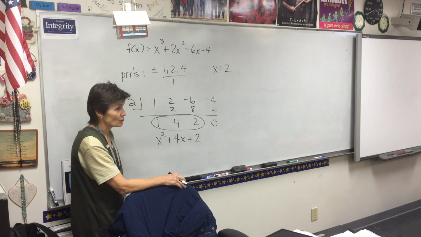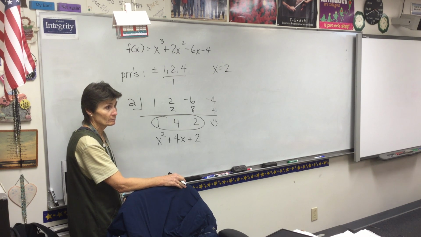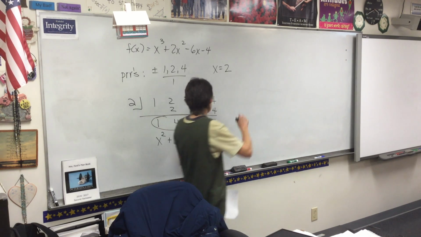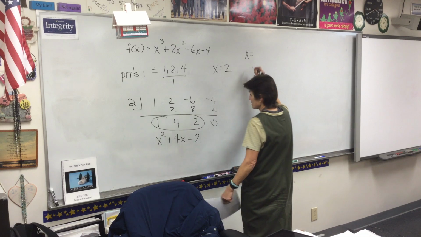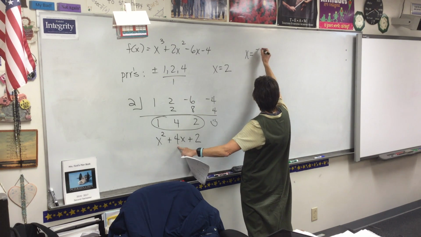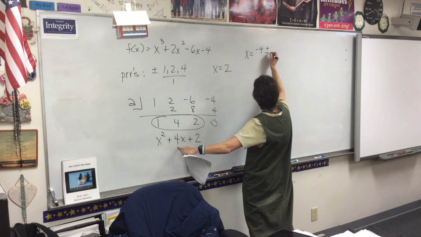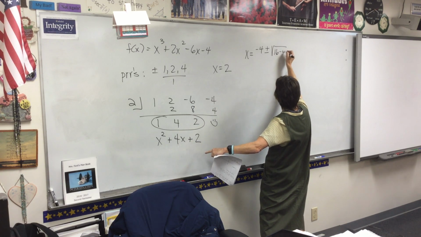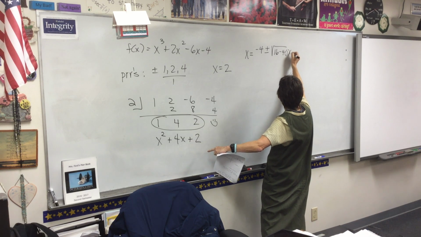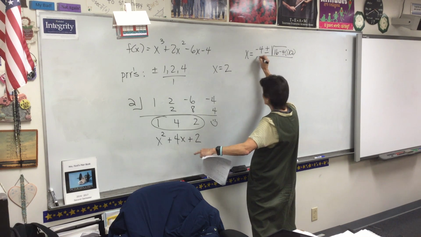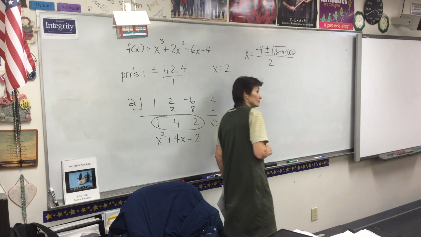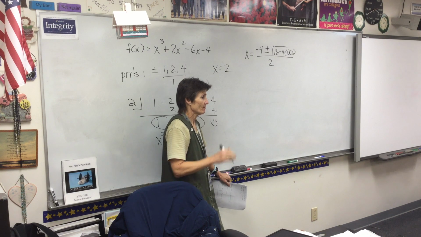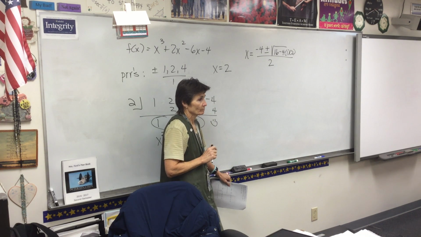So what other means do we have of solving a quadratic? Quadratic formula, that's right. So I'm going to use the quadratic formula. X equals negative b plus or minus the square root of b squared minus 4ac all over 2a. The quadratic formula is not something you can forget. That has to stick with you.